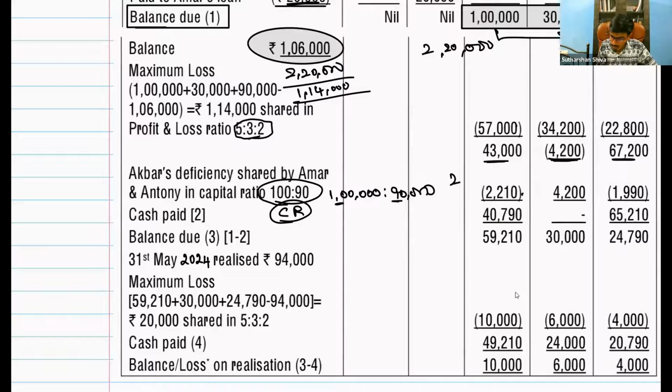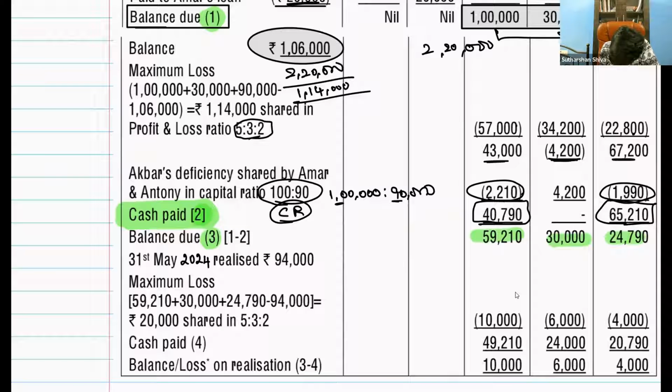Actually you will get 2210.5263. Try to round it off. Maximum try to do a rounding off. Okay, you will do a capital ratio. Then you will arrive at a positive value. So this is your first cash need to be paid. First preference A and B you need to pay. Then how you will find out the balance 3? 1 minus 2. That is a balance due you need to make a payment.